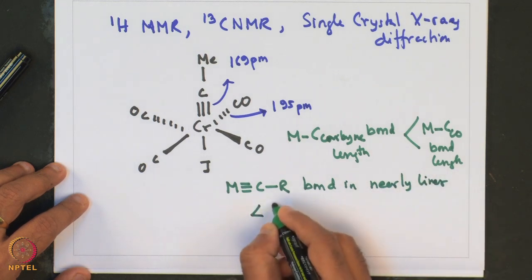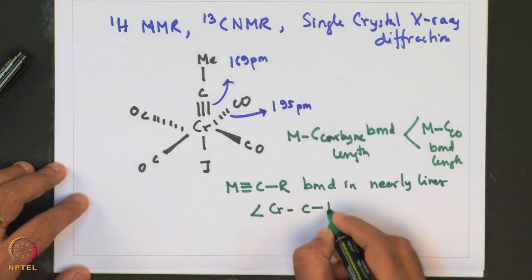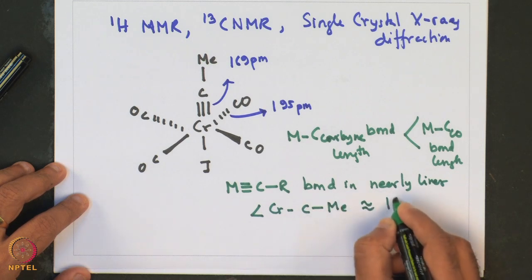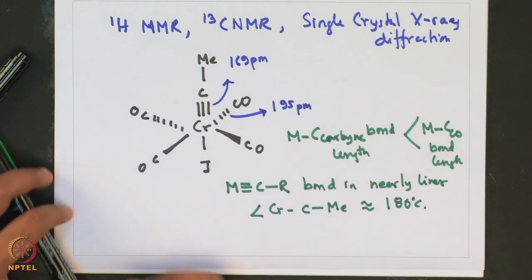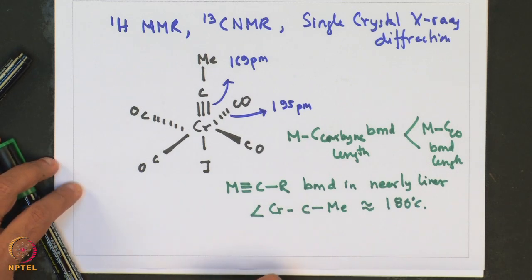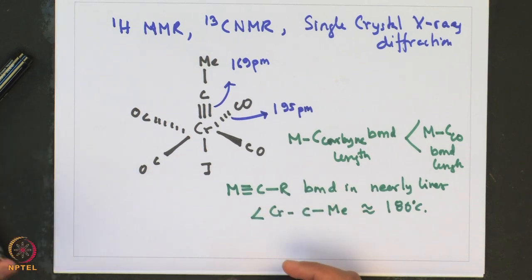In this case, the chromium C methyl angle is approximately 180 degrees, and sometimes it may so happen that for certain metal carbyne complexes this M C R bond may not be linear, but that is not due to any other reason, but for the fact that intermolecular interactions like packing effects are sometimes responsible for such deformation observed in the metal carbyne alkyl bond angle. So, with that, let me conclude what we have discussed in today's lecture.